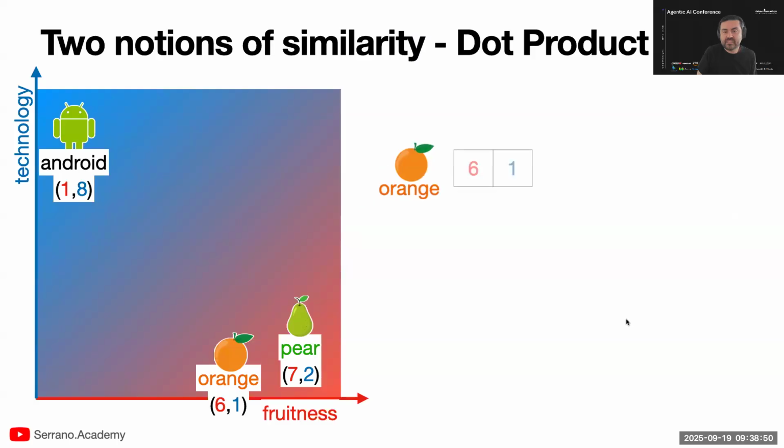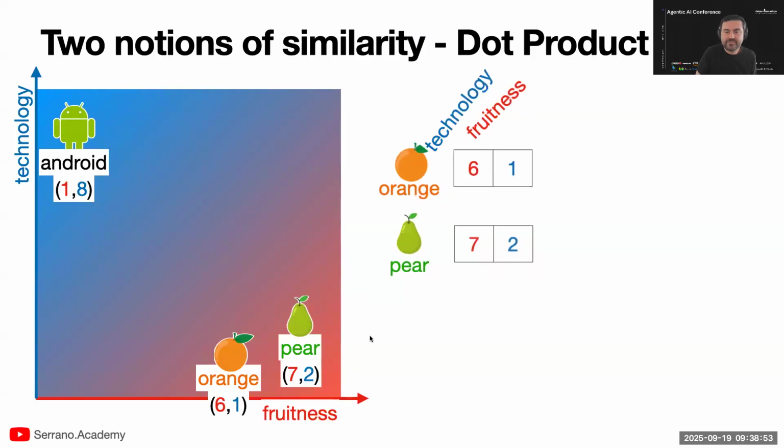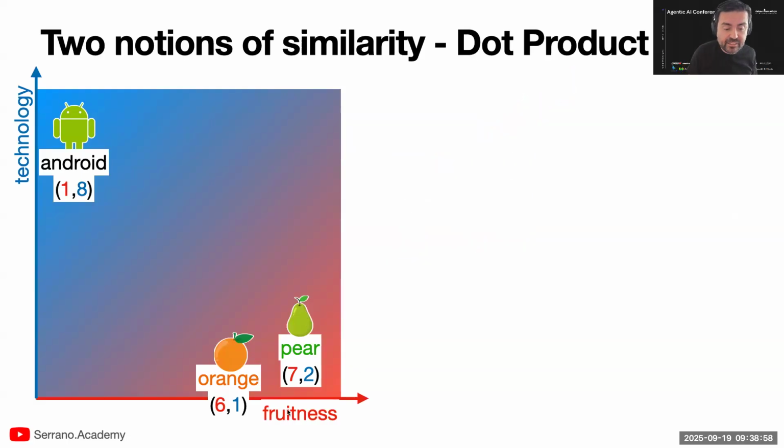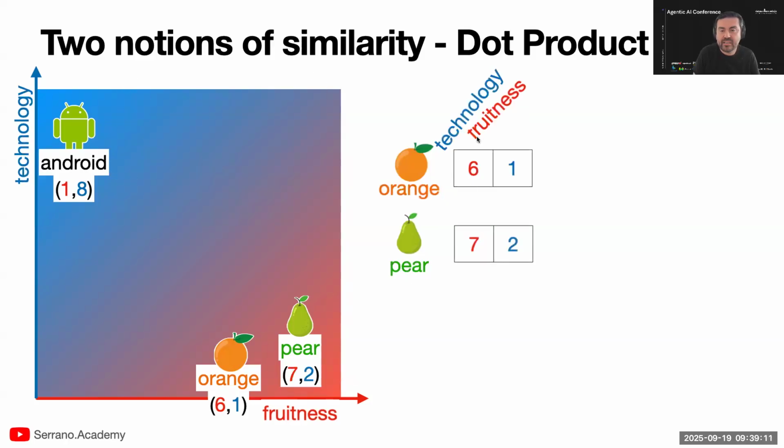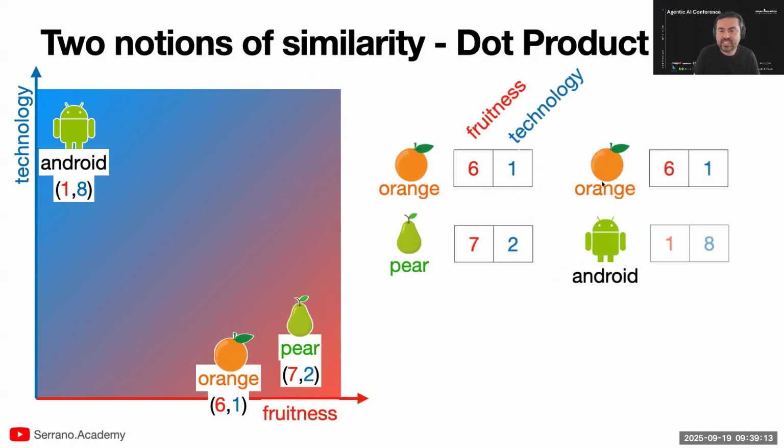So another way to look at dot product: all the embeddings I'm going to use today are very friendly and have one property in the horizontal and one property in the vertical. So I have fruitness on the horizontal and technology in the vertical. My embedding for orange is 6 for fruitness and 1 for technology, and for Android, for example, it is 1 for fruitness and 8 for technology, the vertical.